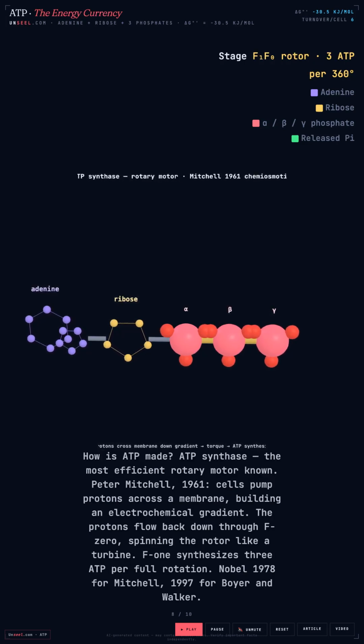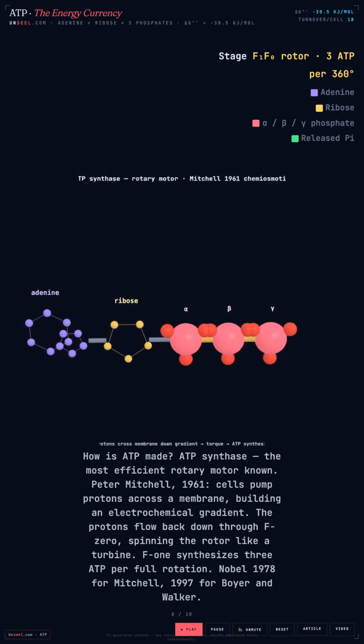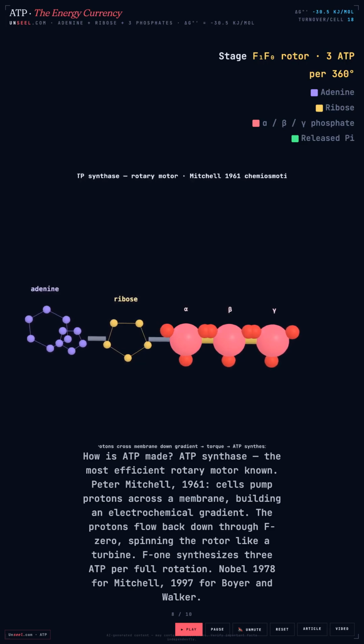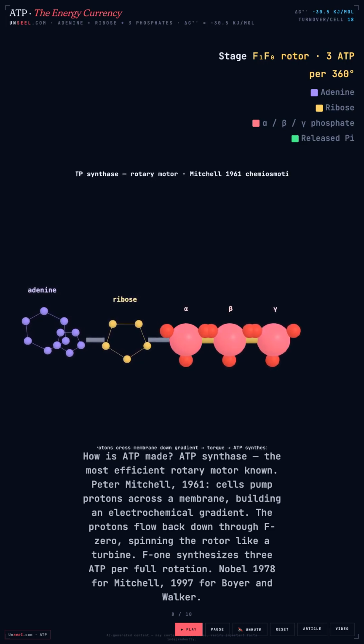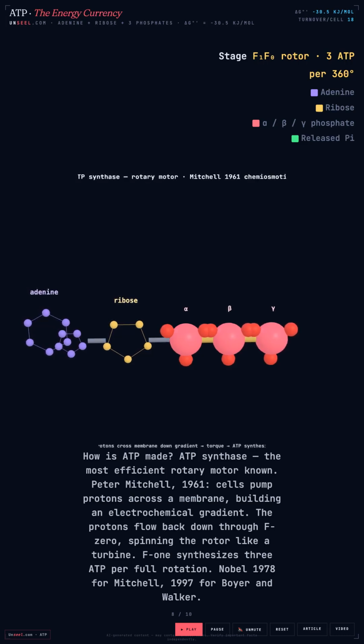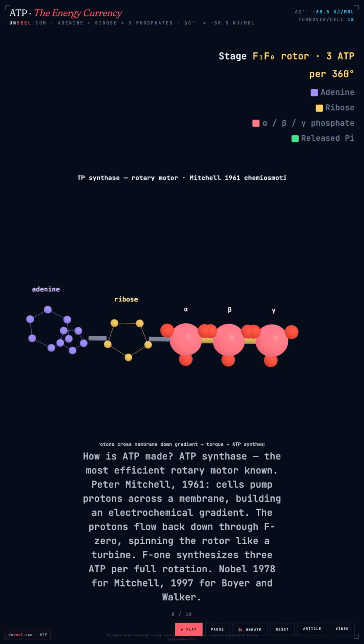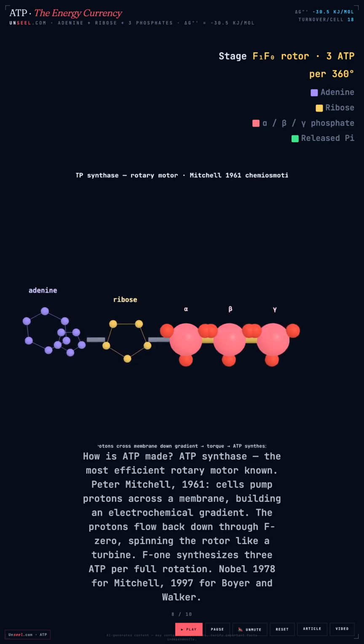How is ATP made? ATP synthase, the most efficient rotary motor known. Peter Mitchell, 1961, cells pump protons across a membrane, building an electrochemical gradient. The protons flow back down through F0, spinning the rotor like a turbine. F1 synthesizes 3 ATP per full rotation. Nobel 1978 for Mitchell, 1997 for Boyer and Walker.